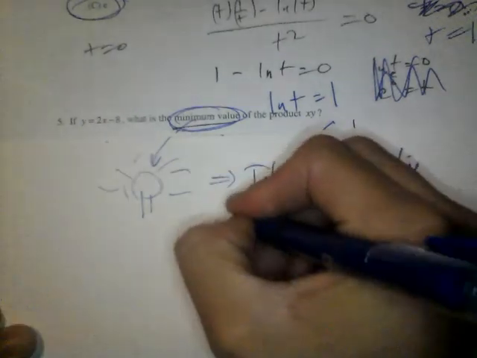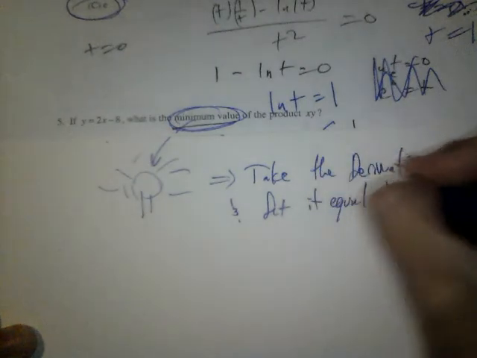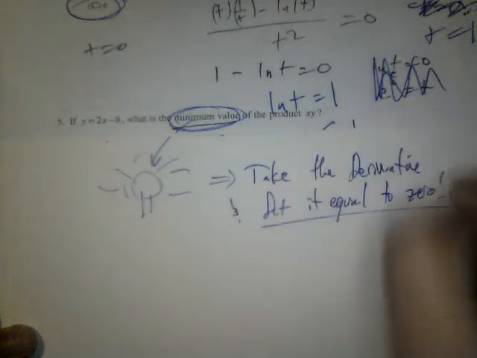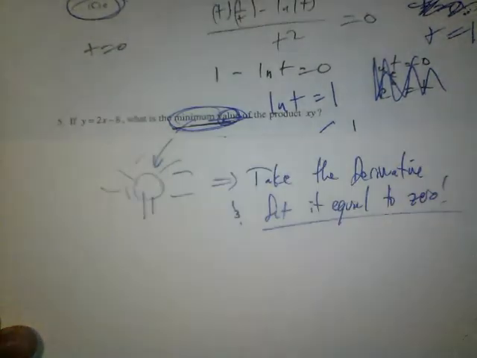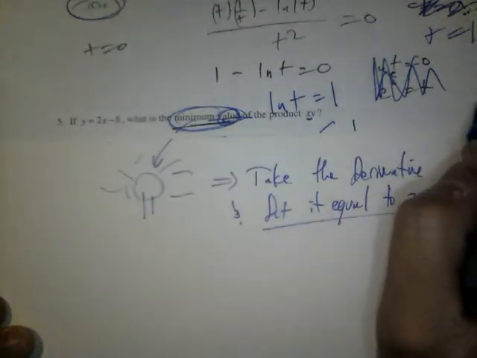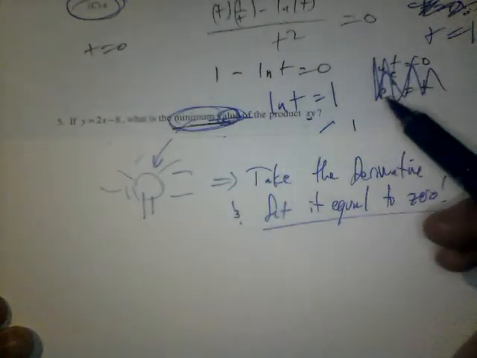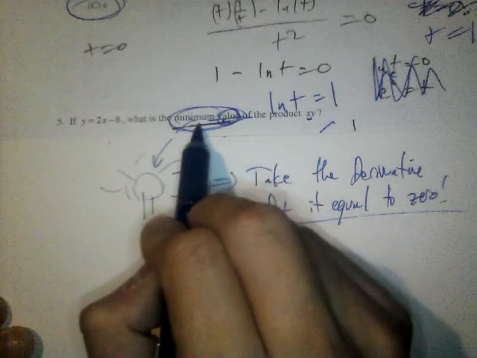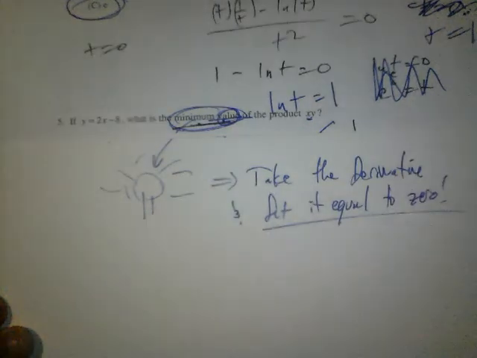and set it equal to 0. Alright, and then it says, what is the minimum value? Notice over here, it didn't say x value, it said minimum value of the product of x, y. So in this case, we don't want to find the x value, we want to find the y value, because it's the minimum value. Minimum is like a height, okay? And so the height we normally associate with a y value.